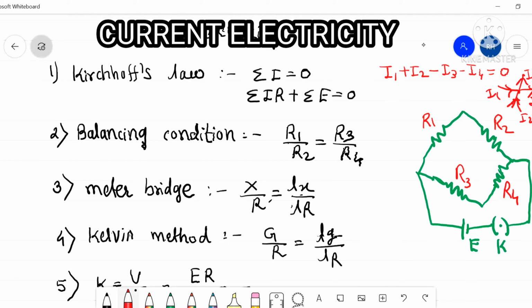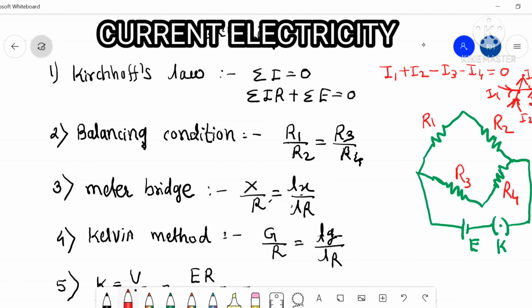At that time, these two important formulas you have to remember: summation of I is equal to 0, and summation of IR plus summation of E is equal to 0. Remember it like that, a very simple formula. Next one is the balance condition.